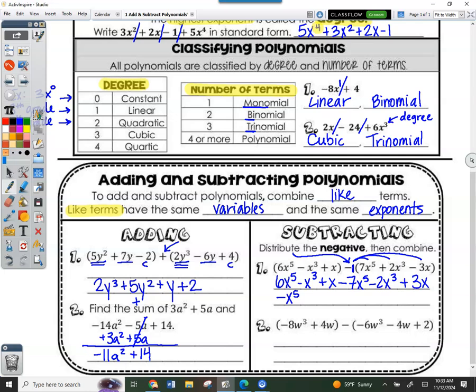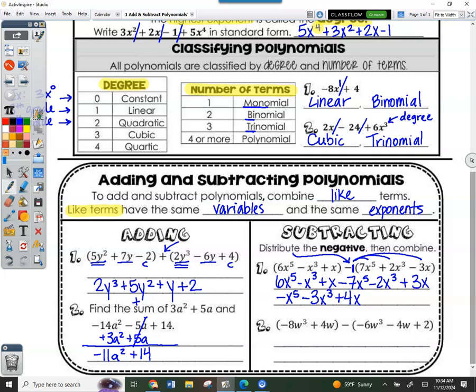Next, which one should I do? Let's do x cubed, negative x cubed minus 2x cubed, -3, negative 3x cubed. X plus 3x, it's 4x. Positive 4x. That's it. Yeah, we're not solving.